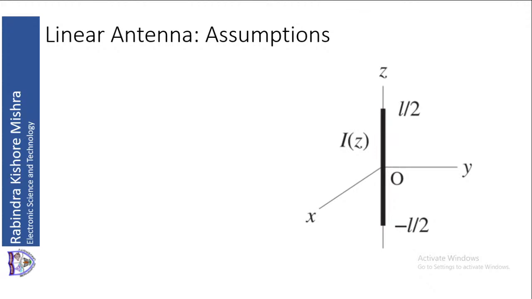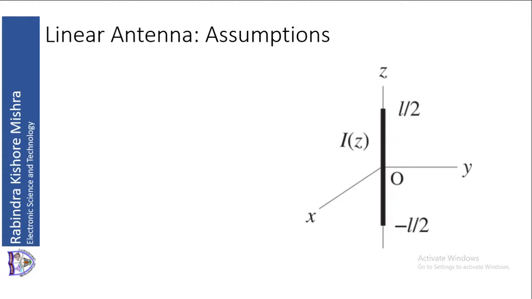We also say that the total length of the antenna is L, and the antenna is symmetrically placed about the origin along the z direction. Which means from the origin, if we look along the positive z direction, it will be L by 2. If we look along the negative z direction, it will be up to minus L by 2. So the extension from the origin in the positive z direction is L by 2, and in the negative z direction is minus L by 2.